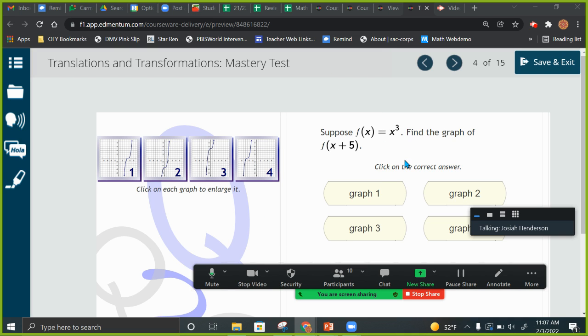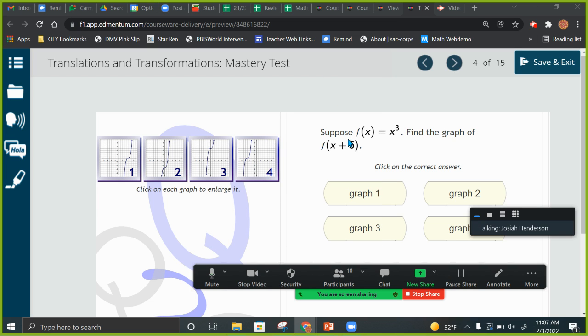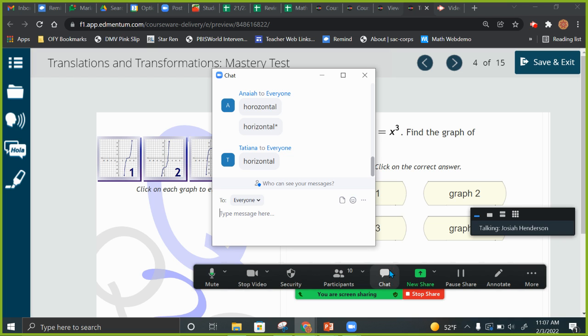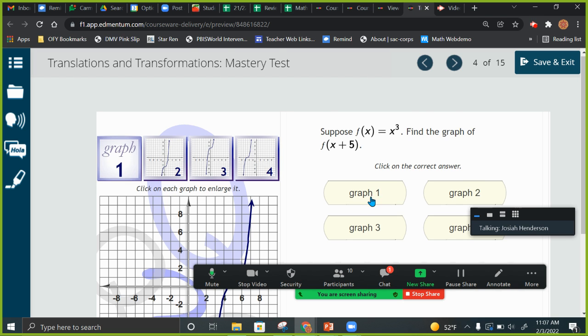Anaya answered. Tira answered. Thank you both. Everyone check those notes. Inside the parentheses means we're doing horizontal, left, right. Anaya, good job. Thank you to all of you who answered. So that helps us narrow it down, right? It helps us eliminate any of the up, down options. So we're going to click on the graphs here and check them out.